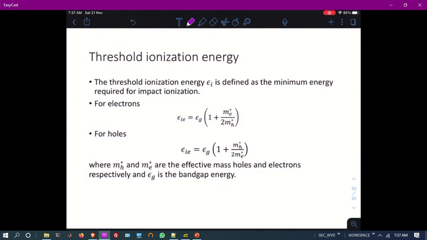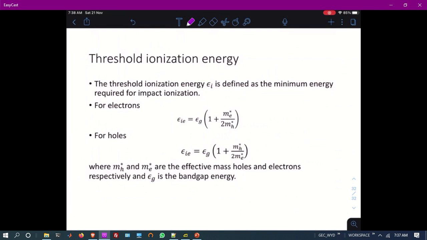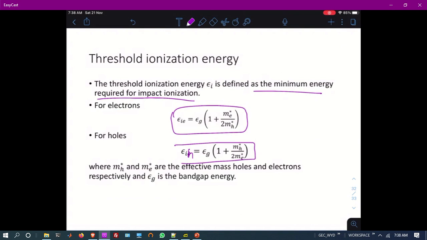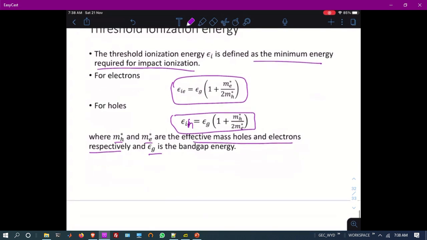Similarly, the threshold ionization energy, which is the energy lost or transferred when a collision occurs, is the minimum energy required for impact ionization. This is given in terms of two equations, one for electron and one for hole, where m star e and m star h are the effective masses of electrons and holes, and Eg is the band gap energy. These are the threshold ionization energies.